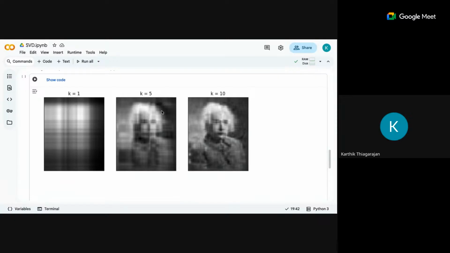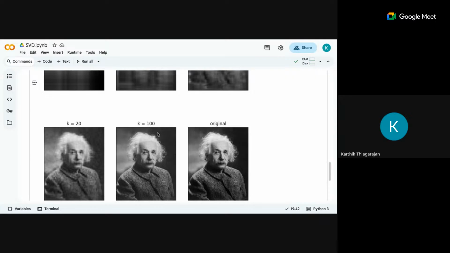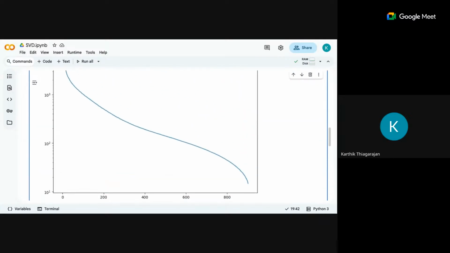This is a rank 5 approximation. For rank 10, if you retain the 10 singular value vectors alone, you are already able to make out a face, hair, shirt, all that, right? If you go to 20 singular values, you get a pretty decent approximation. 100 is almost the same as the original. Is this the first 100, sir? Yes, first 100. So that would be somewhere here.